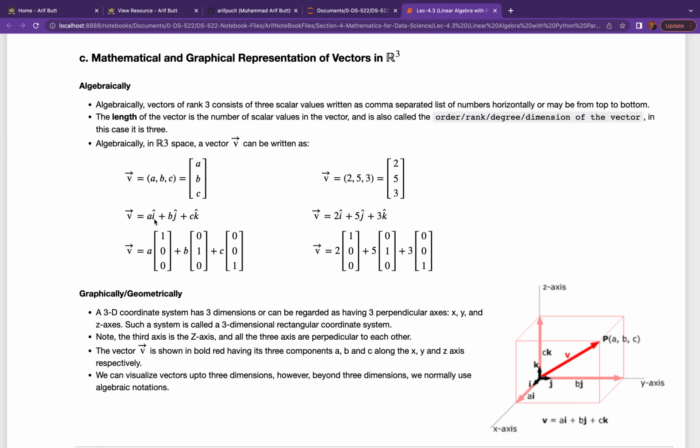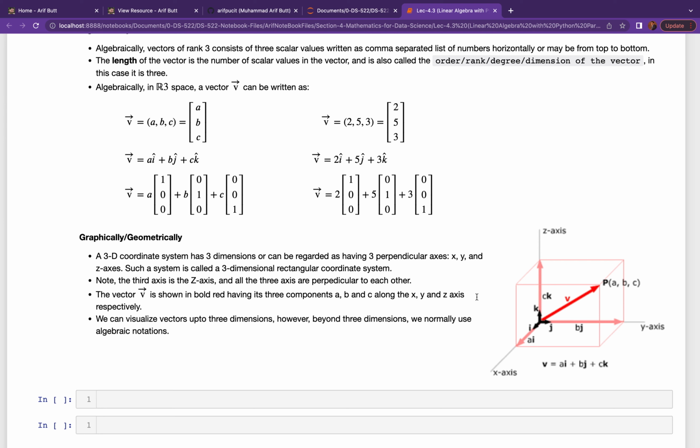Do note that a 3D vector can also be written as a sum of scalar multiples of its 3 unit vectors, where this i hat is the unit vector in the direction of positive x-axis, this j hat is a unit vector in the direction of positive y-axis, and this k hat is a unit vector in the direction of positive z-axis.